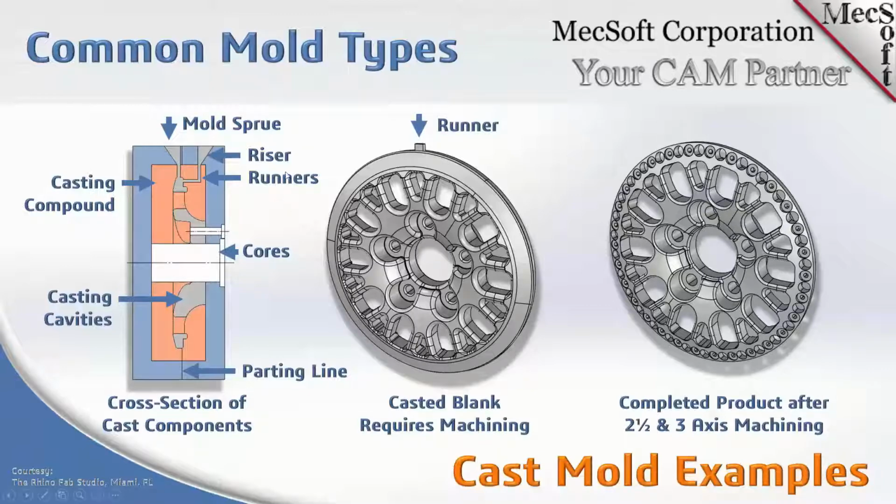If you look at the section view on the left, it shows the two halves of the casting mold in orange. And then the casted material is poured into the gray areas, so to form the actual product. If you move over there to the far right, this is the end result of the casted product. So you're going to be machining the blank, and you've got to be machining the final product. Just one second.